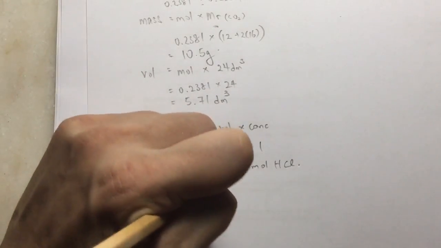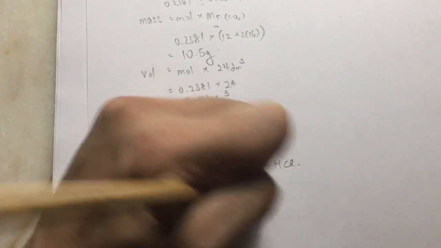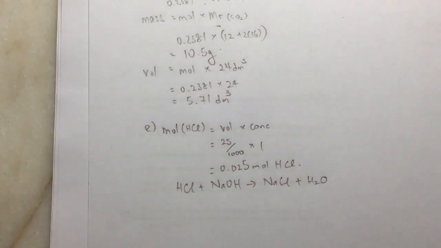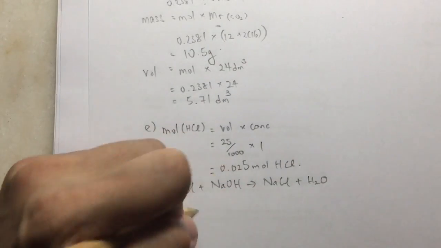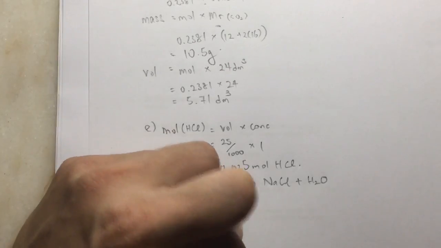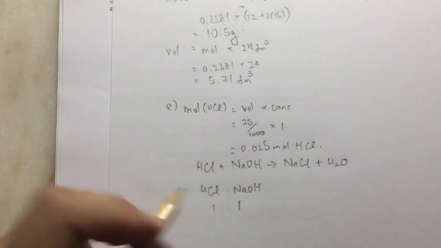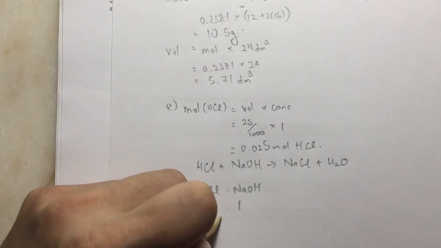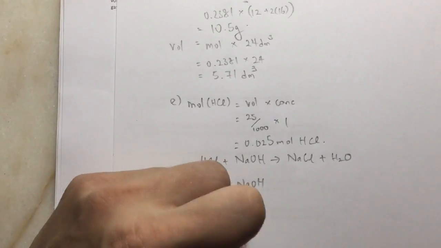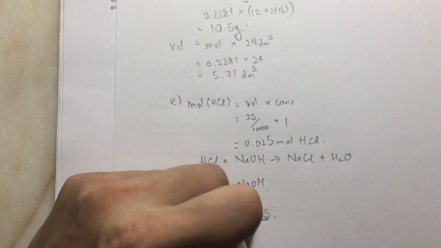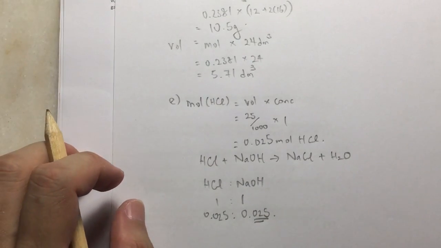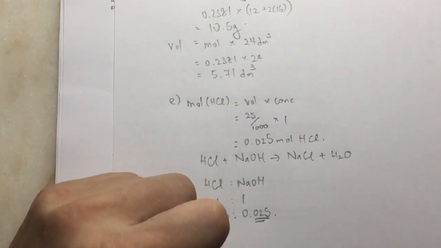HCl reacts with NaOH, giving you NaCl and H2O. It's a 1-to-1. So HCl to NaOH, 1:1, 0.025 is to 0.025, okay, of NaOH. So how do I find the concentration?